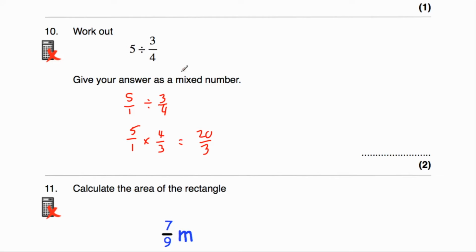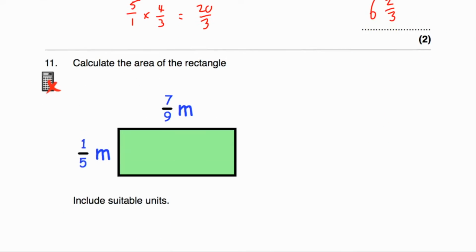Now the question said to give our answer as a mixed number. So we've got 20/3. So let's see how many 3's go into 20. So we've got 3, 6, 9, 12, 15, 18, 21. So we're not going to have 21. So we've got 1, 2, 3, 4, 5, 6 3's. So it's going to be 6. And because that's 18 and we had 20, that means we've got a remainder of 2. So it's going to be 2/3. So 20/3 is the same as 6 2/3. So that means that 5 divided by 3/4 would be 6 2/3. And that's it. Okay, let's have a look at our next question.